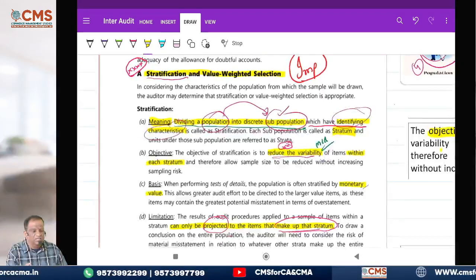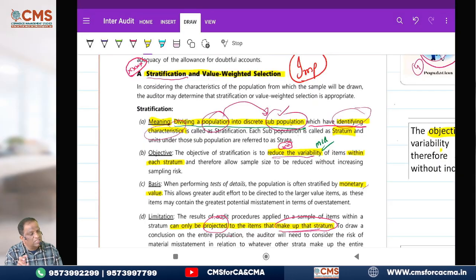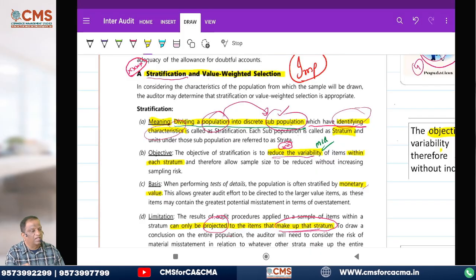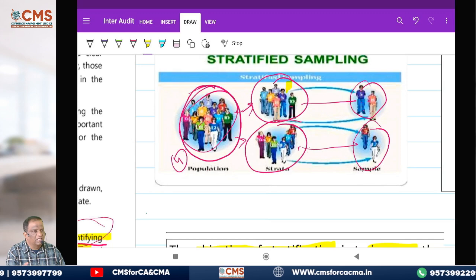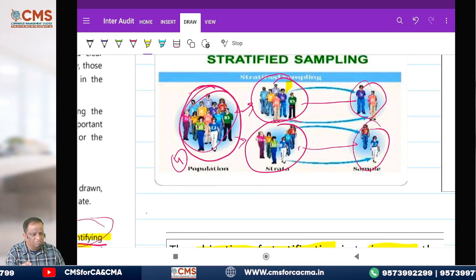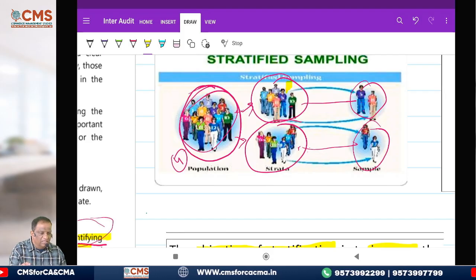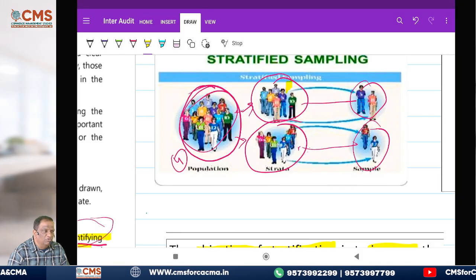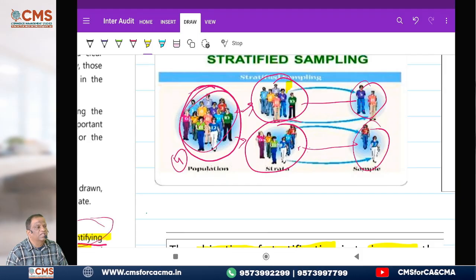So to repeat it, stratification is nothing but dividing a population into discrete subpopulations which have identifiable characteristics. Say, for example, when I want to do a survey and the population is a combination of men and women, then I can't just randomly take 4 people. What happens if all of them happen to be women? Or what if all happen to be men? Then my results may not be accurate.